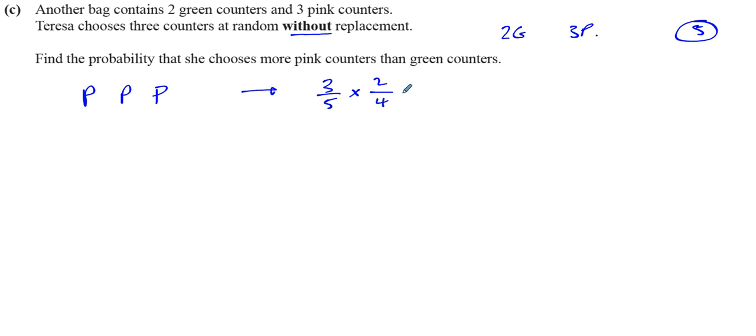So 2 out of 4. And again, there's 1 less counter altogether and there's 1 less pink counter. So that will give you the probability, okay, of picking all 3 pinks. That's one outcome which satisfies the fact that she's got more pink than green. Now, the rest of the outcomes all will be that she picked 2 pinks and 1 green. Okay? So how many ways can that take place?